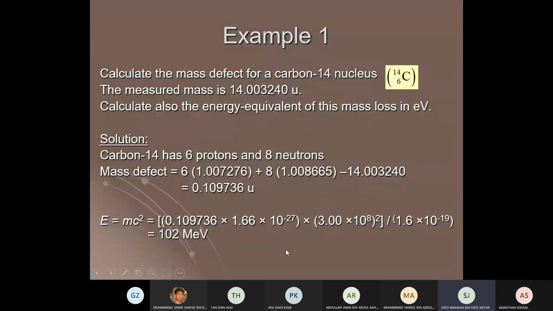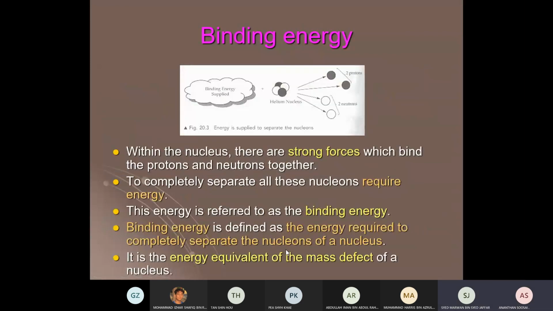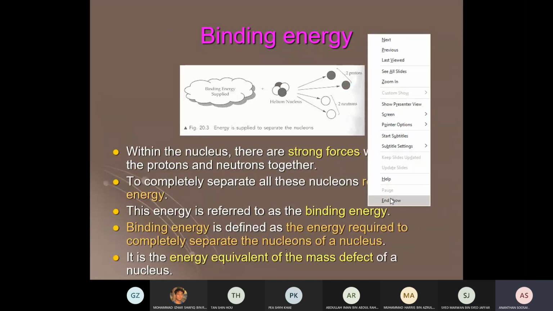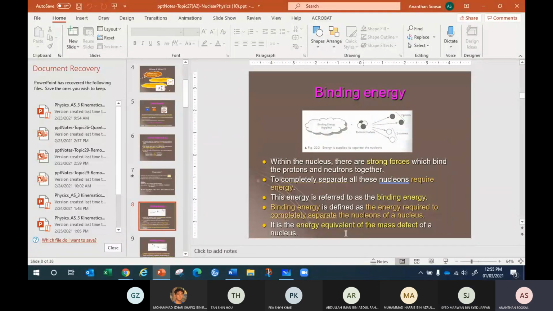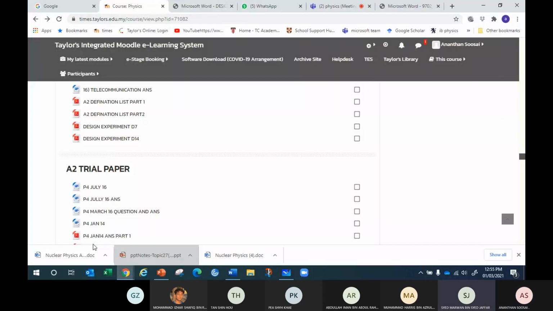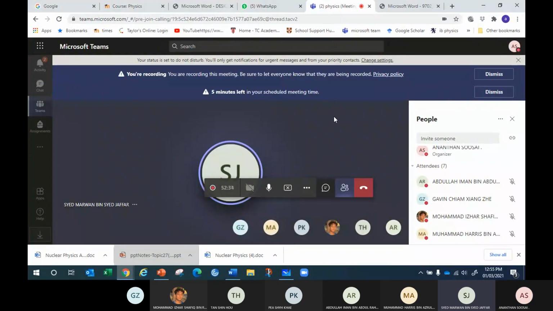Any questions? In the next lesson we will go for binding energy. We explore the binding energy. So good. Please do your practical, next week Monday we discuss. So tomorrow we will continue with this. Any questions? No question. Okay. See you then.